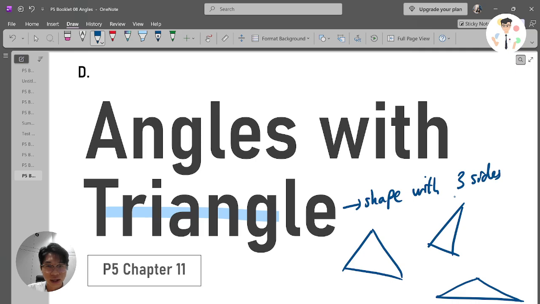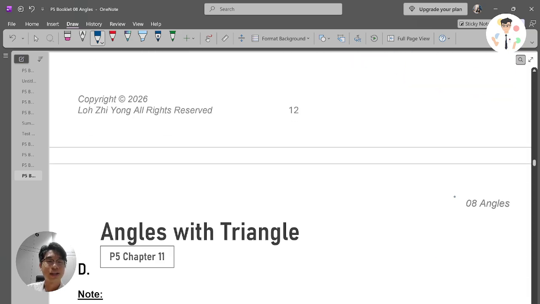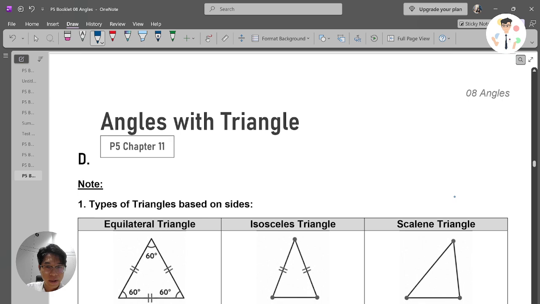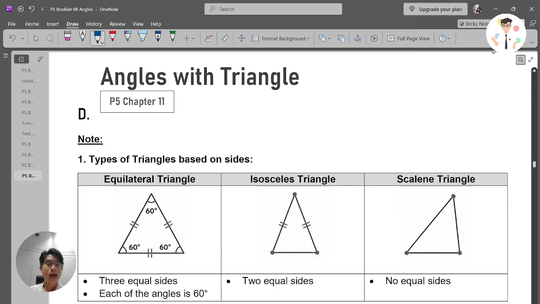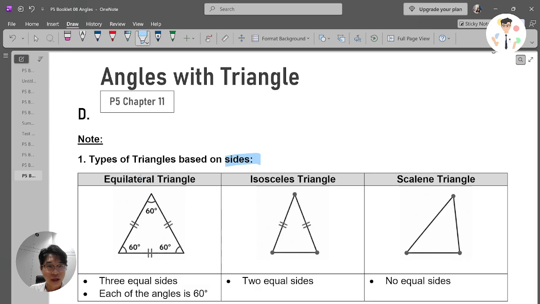Okay, now let's look at some of the different types of triangles. First, let's look at types of triangles based on their sides. First, we have something called the equilateral triangle. What is an equilateral triangle? An equilateral triangle means a triangle with all 3 equal sides.